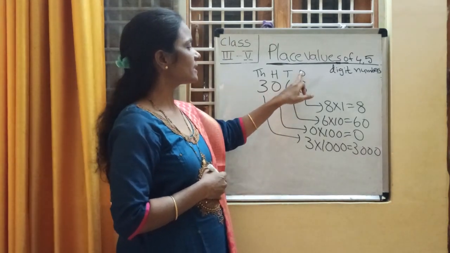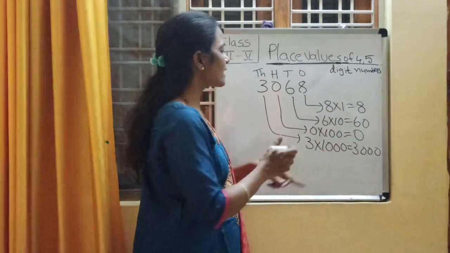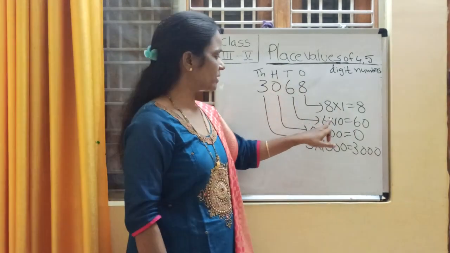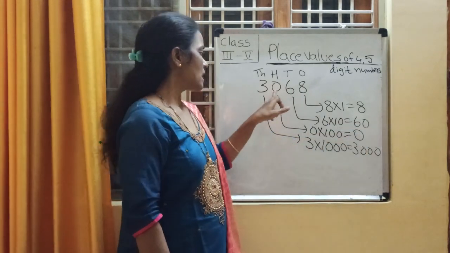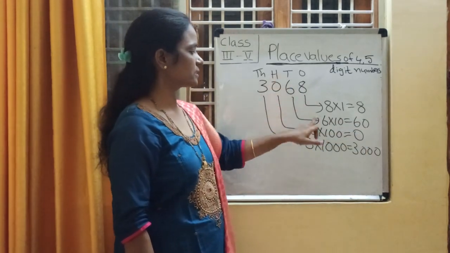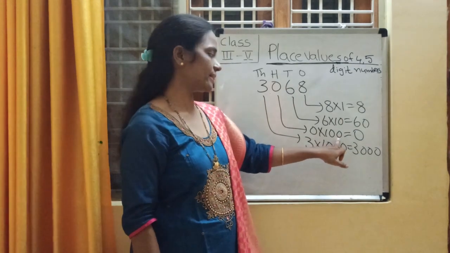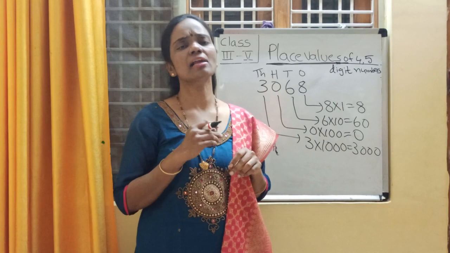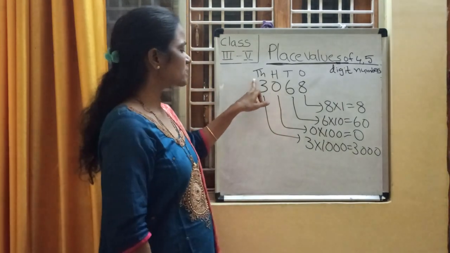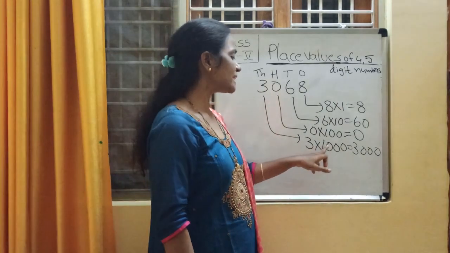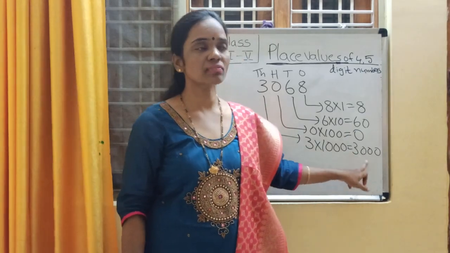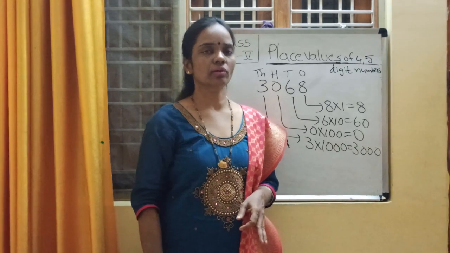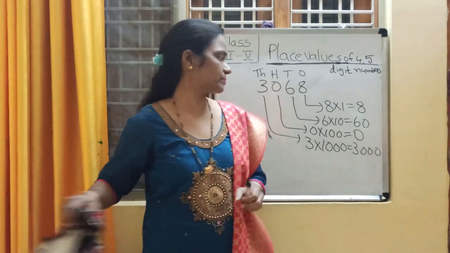8 is in 1's place. 8's place value is 8 ones, that is 8. 6 is in 10's place. 6's place value is 6 tens, that is 60. 0 is in 100's place. 0 into 100 is 0. 0 is the place value of 0. 0's place value is always 0. 3 is in 1000's place. 3's place value is 3 into 1000. 3000 is the place value of 3. Note it down children, so that we will go for a 5-digit number.